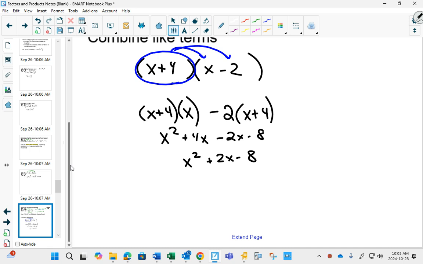And what's kind of cool is this method that I just did. Can you see that it really looks like the grouping factoring method? If I went this way, that is exactly the grouping factoring method backwards.